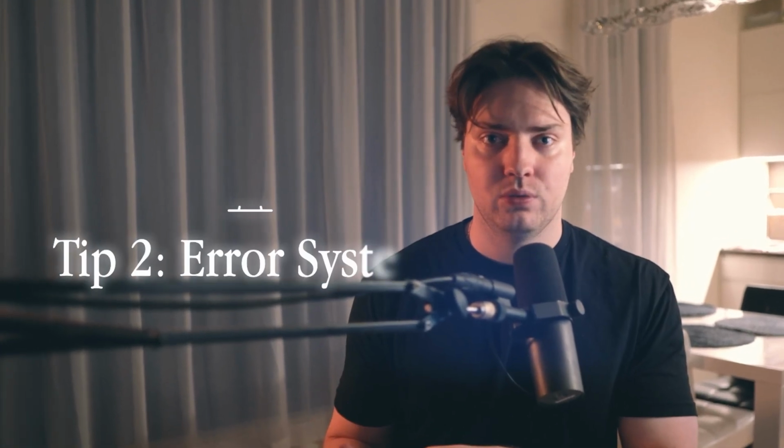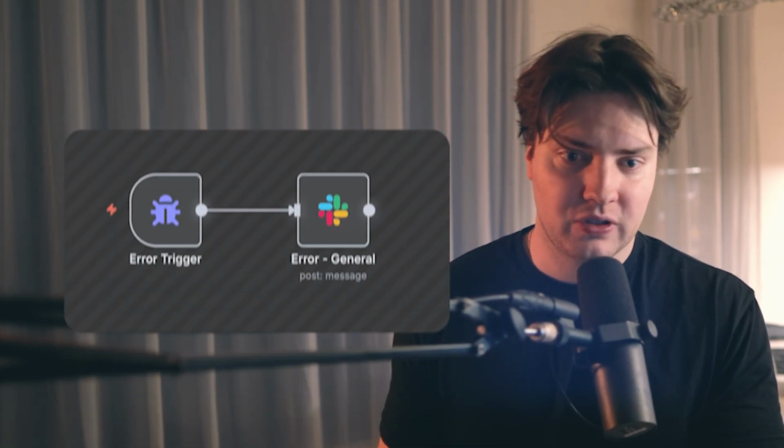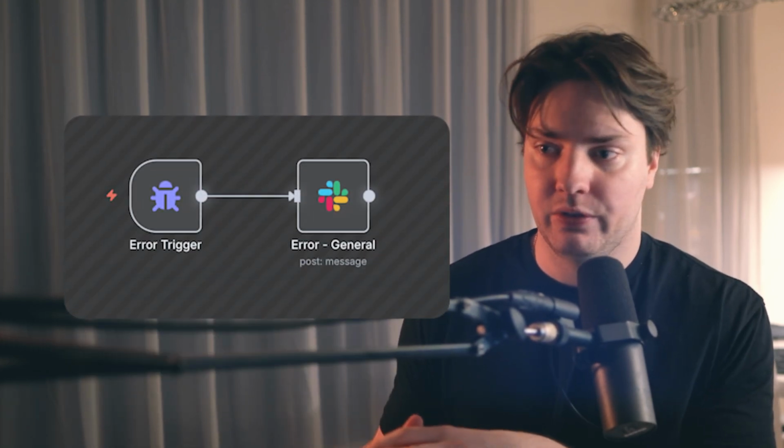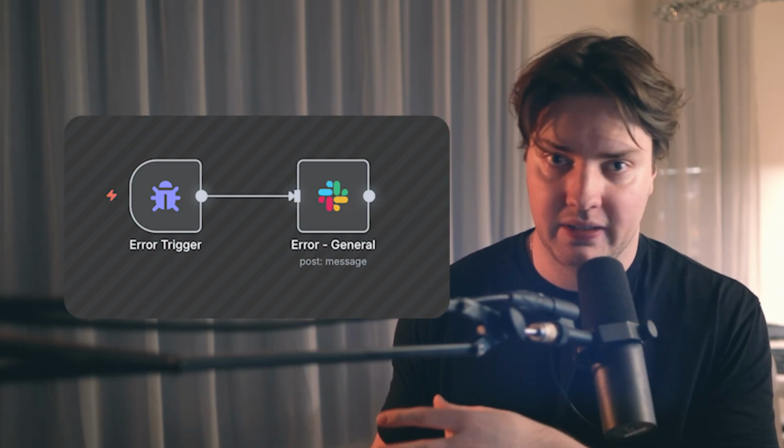Tip number 2 is to have some kind of error system. When something breaks, Meta typically gives you a specific error code that you can then look up to understand what happened. I wasted a lot of time chasing bugs that I could have just pulled through the right error codes. And if you can also link up the error codes to your Slack, that's even better.